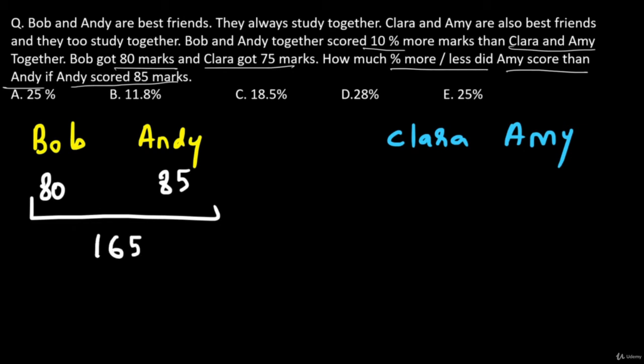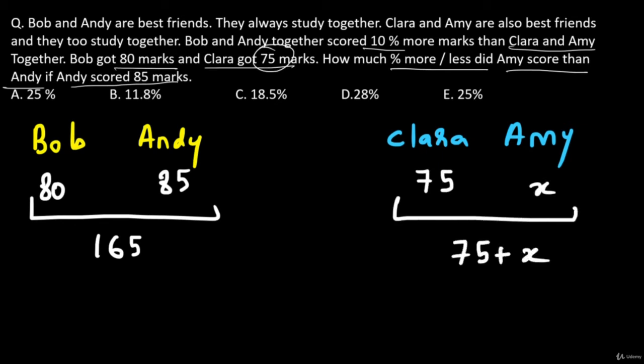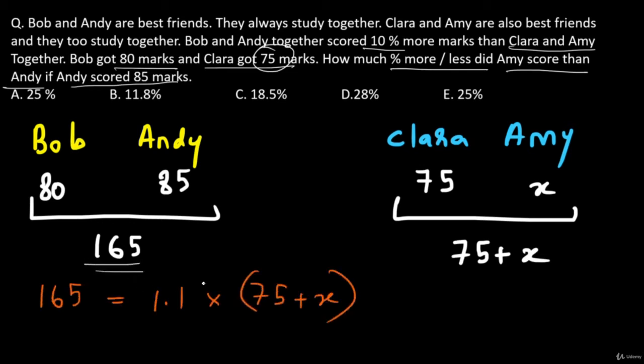Now let's take Amy's marks as X, and it's given that Clara scored 75 marks. So that's 75 and X. So the total is 75 plus X. Alright. Now it's given that Bob and Andy scored 10% more than Clara and Amy. So that means 165, which is what we have over here, is 110% or 1 plus 10 by 100 of 75 plus X. And we have seen that you can write this directly as 1.1 into 75 plus X.